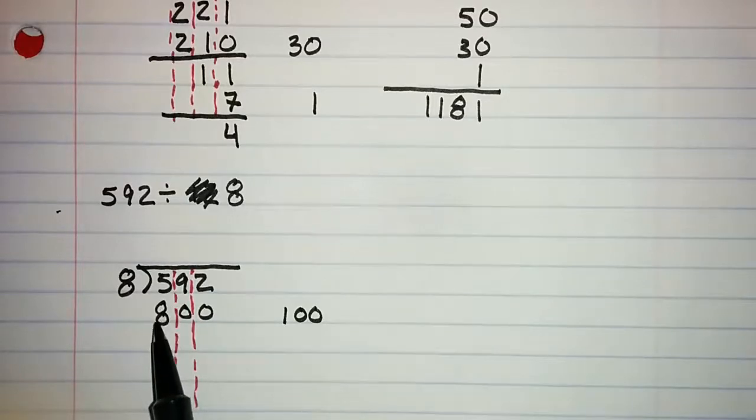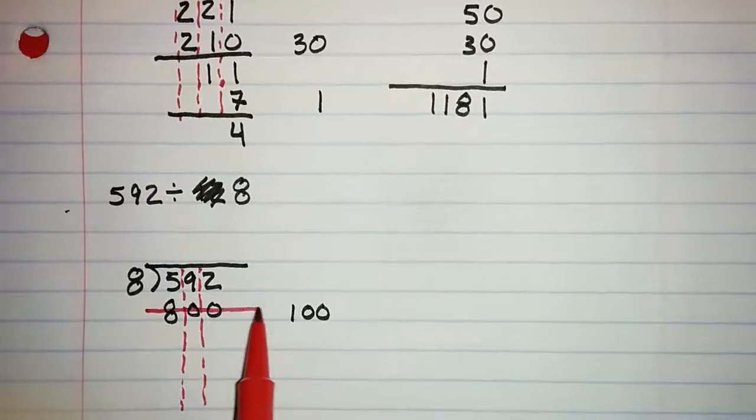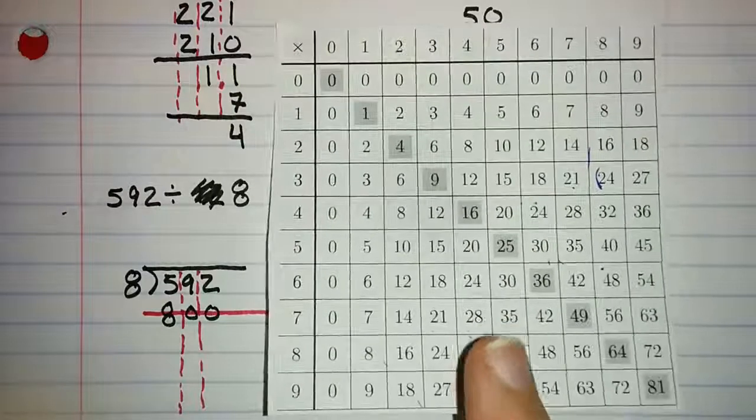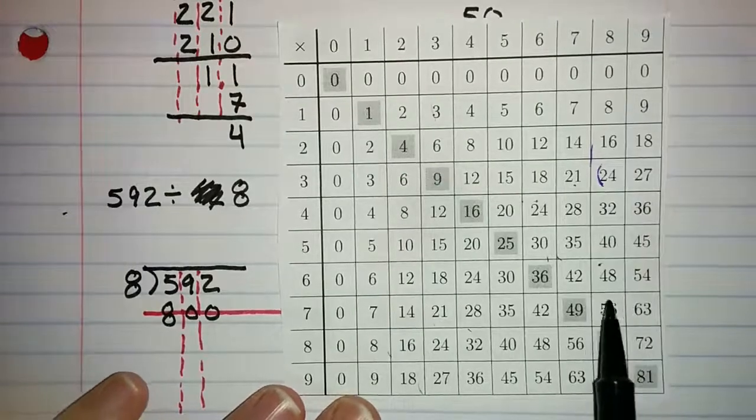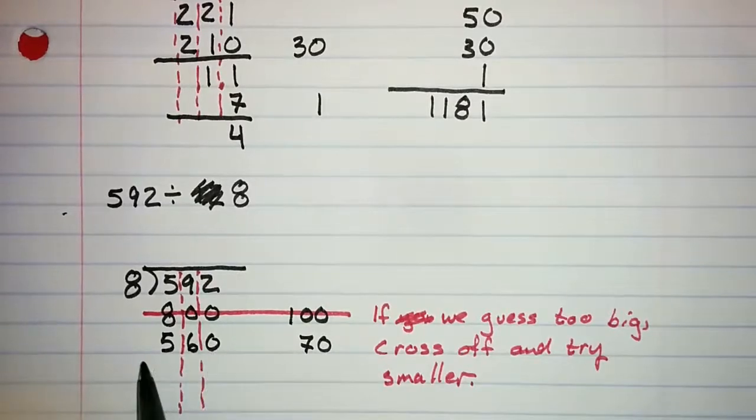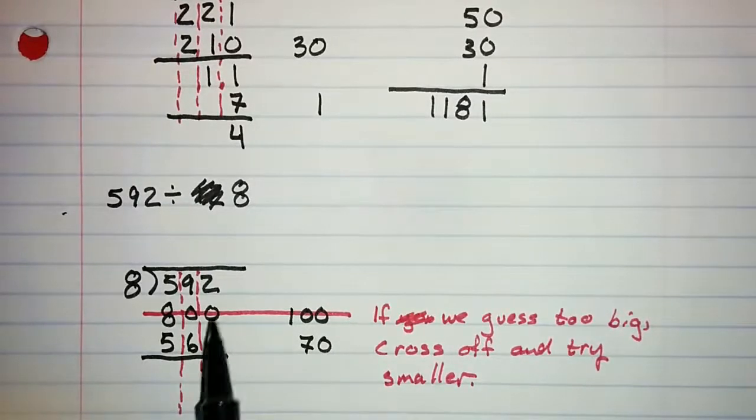Oh, I can't subtract 800 from 592, right? 100 was too big. What do I do? I just cross it off and try something smaller. So let's try, I don't know, 70. 70 times 8, that's 7 times 8 with a 0 on the end. 7 times 8 is 56. So this is 560. Ah, that's a little bit better, isn't it? 2 minus 0 is 2. 9 minus 6 is 3.